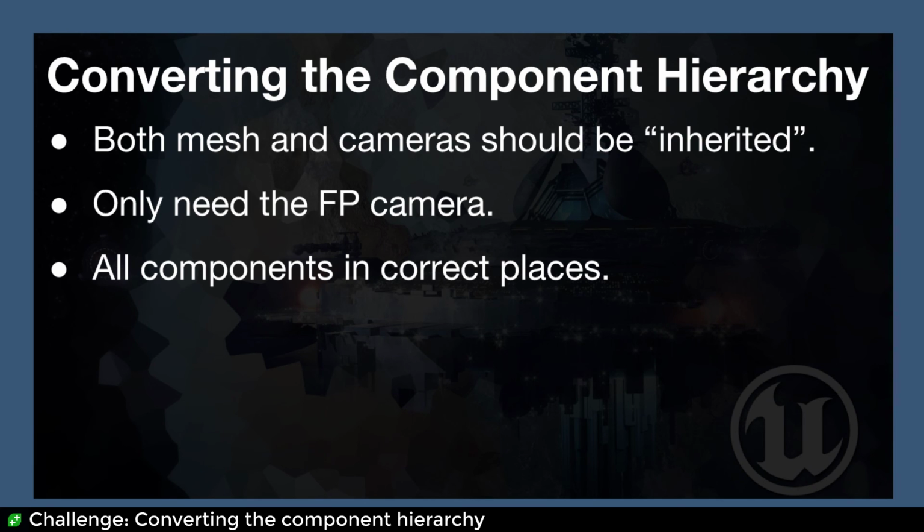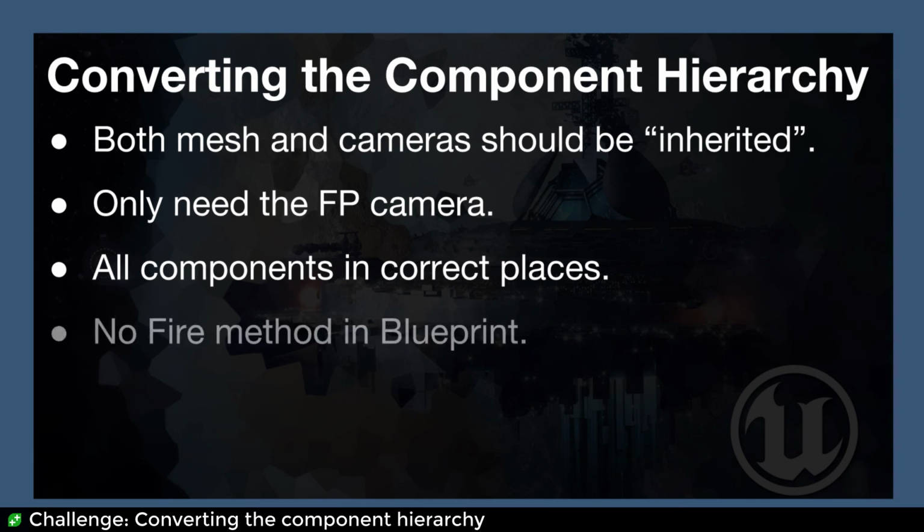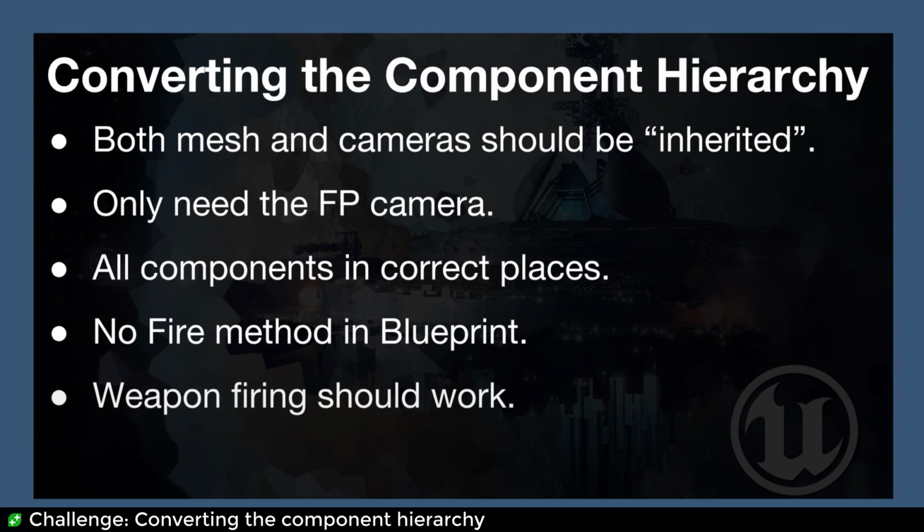That's something that typically we want to do in Blueprint rather than in C++, although you could do it in C++ as well if you fancy. No fire method, so that's what I was referring to. That's why I've deleted the fire method from the blueprint. And the weapon firing should work, so we need to write the code to do that, to spawn the gun in the hands of the first person mesh, and for that fire on fire to be called from the C++. So pause the video and have a go at this challenge.